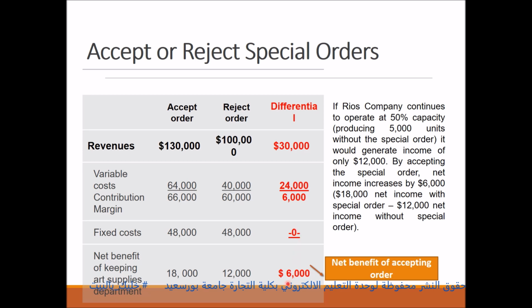Net income accordingly will increase from $12,000 to $18,000. Net income will increase by $6,000 if the special order is accepted. So the net benefit of accepting the order is $6,000. That's why the special order should be accepted.